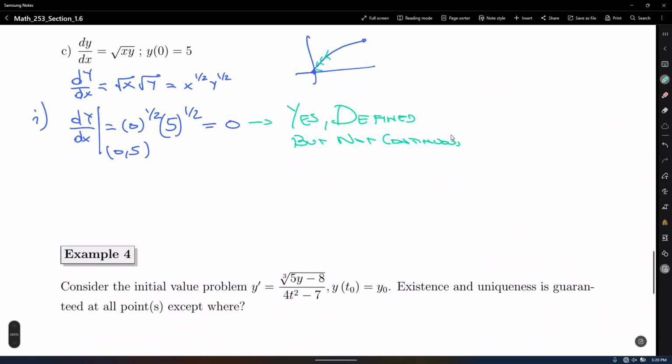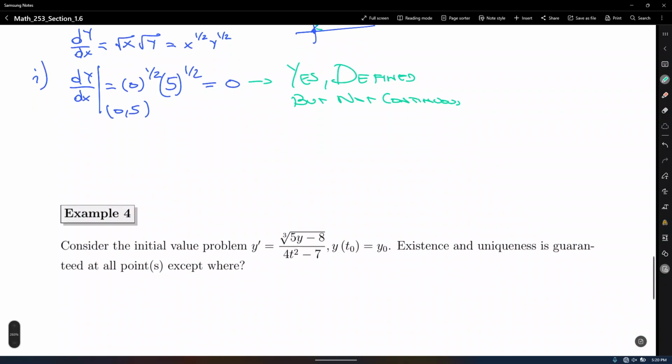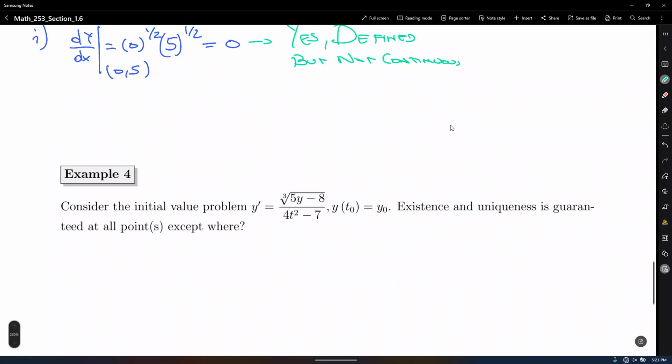Okay, one more exercise, and this is more like the type of problems that you will see on the homework. Let's consider the initial value problem we have right here: y prime equals to y, y of t naught equals y naught. In this case, the independent variable is t, that's the input variable, and the output variable, the dependent variable, is y. They're asking us for which points existence and uniqueness is warranted for all points except which ones?